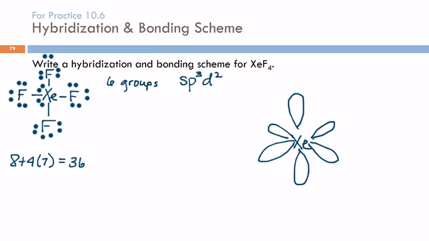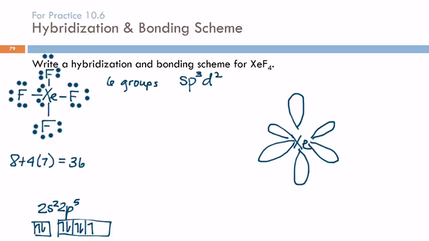And then the fluorines, what are the fluorines going to overlap? So what are the valence electrons in fluorine? We've got 2s2, 2p5, right? So if we looked at the orbital diagram for fluorine, we'd see that it has one p orbital that's half full. That's the one that's going to overlap with the xenon. And that's why fluorine usually forms one bond.